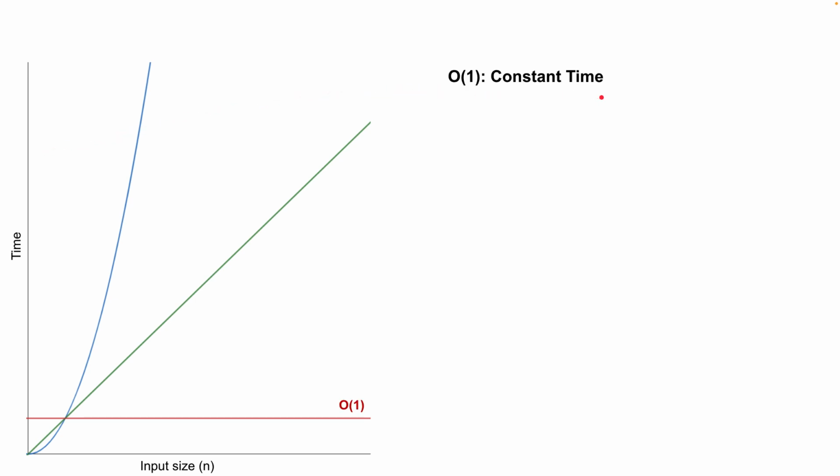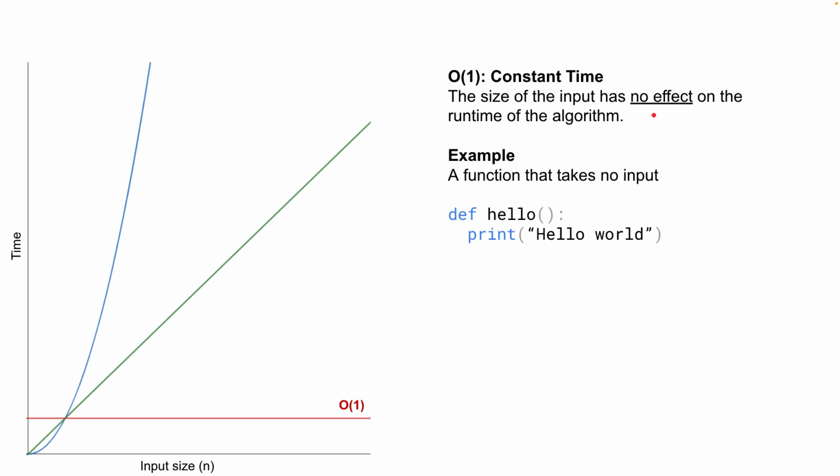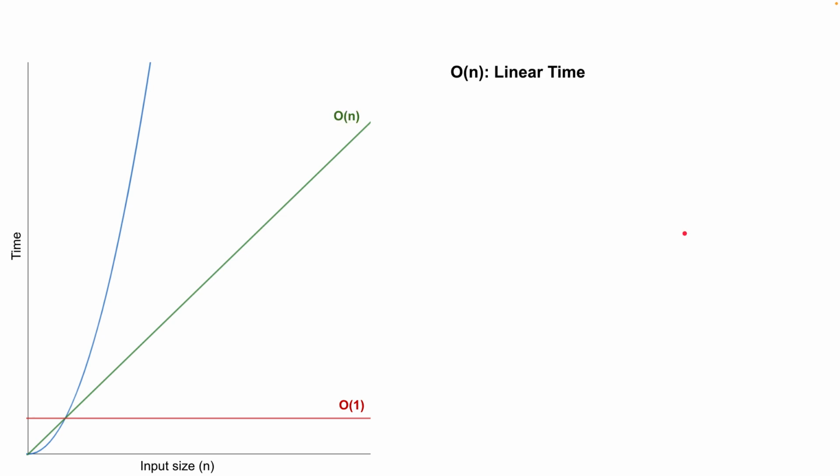O(1), or constant time, is the fastest asymptotic runtime, where the size of the input has no effect on the runtime of the algorithm. For example, a function that takes no input to begin with, obviously there is no relationship between the input and the runtime.